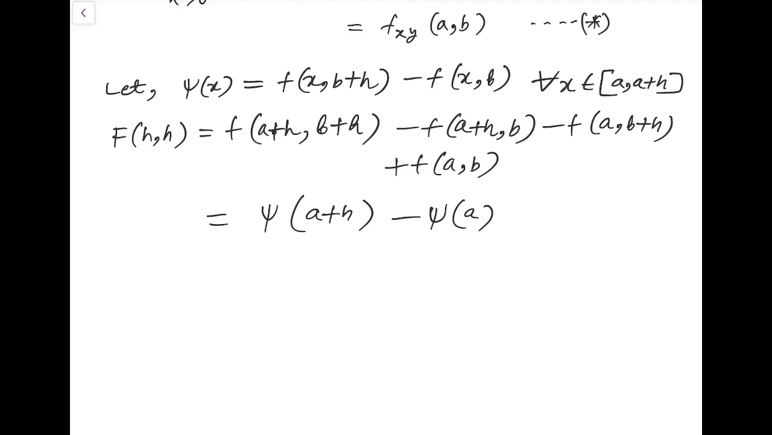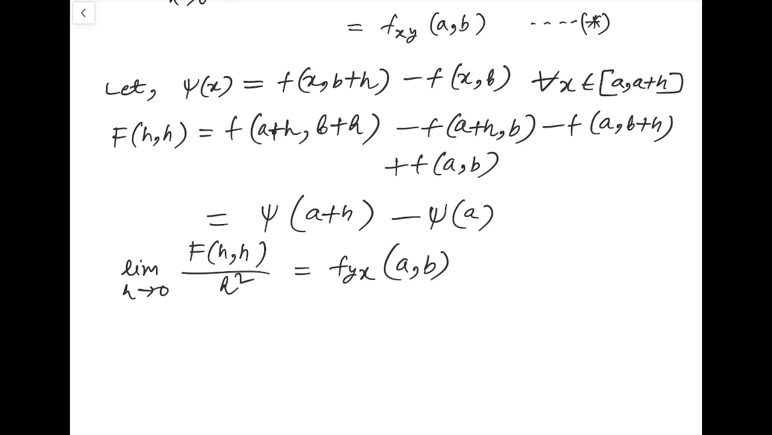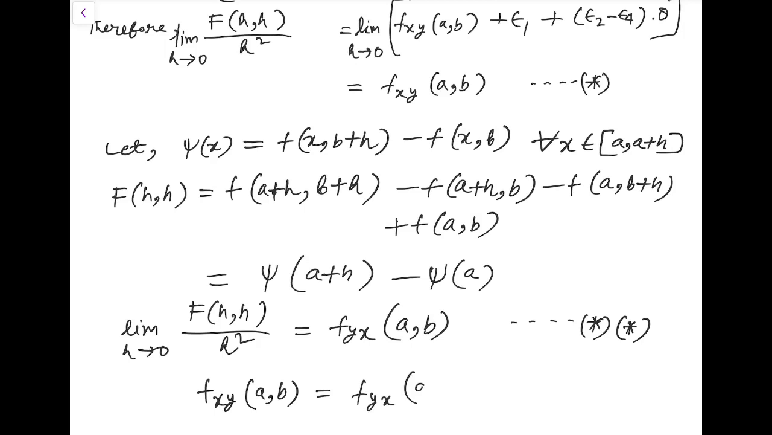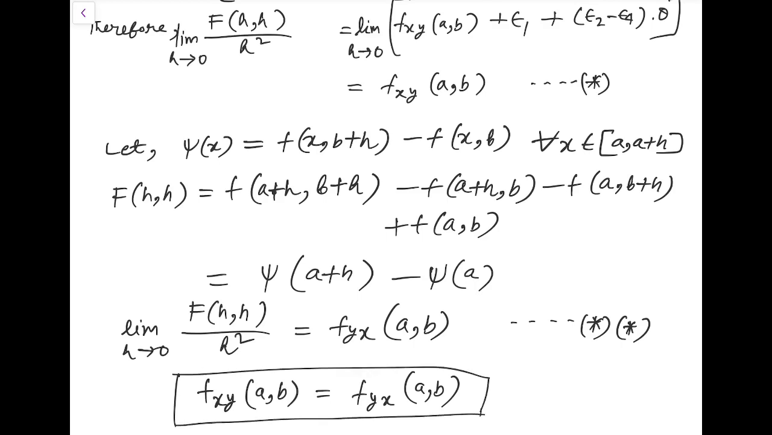If we proceed with a similar argument, similarly we will get the limit h tends to 0 of f h h by h square equal to f of yx at a comma b. This is relation double star. So from star and double star, what can we write? f of xy at a comma b is equal to f of yx at a comma b. So this is basically the proof of Young's theorem.